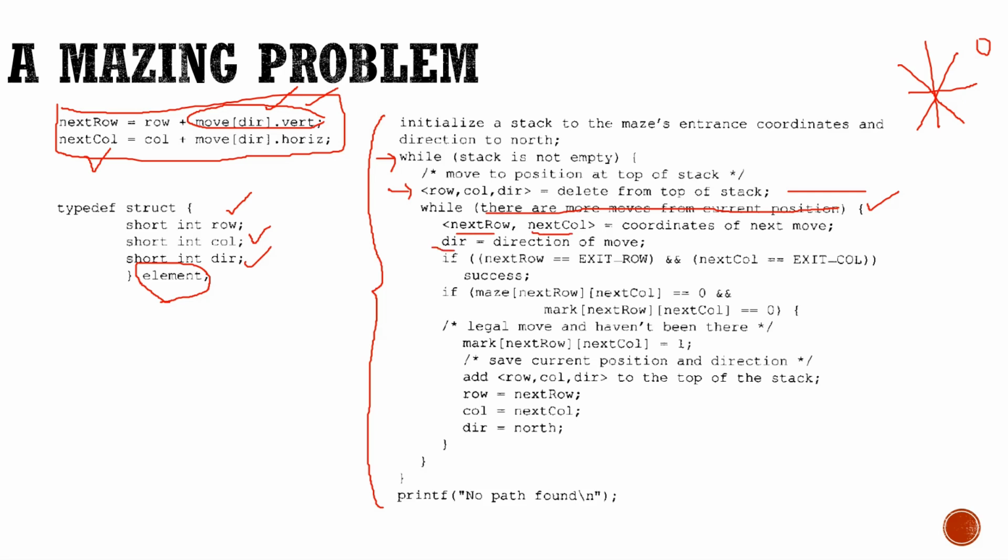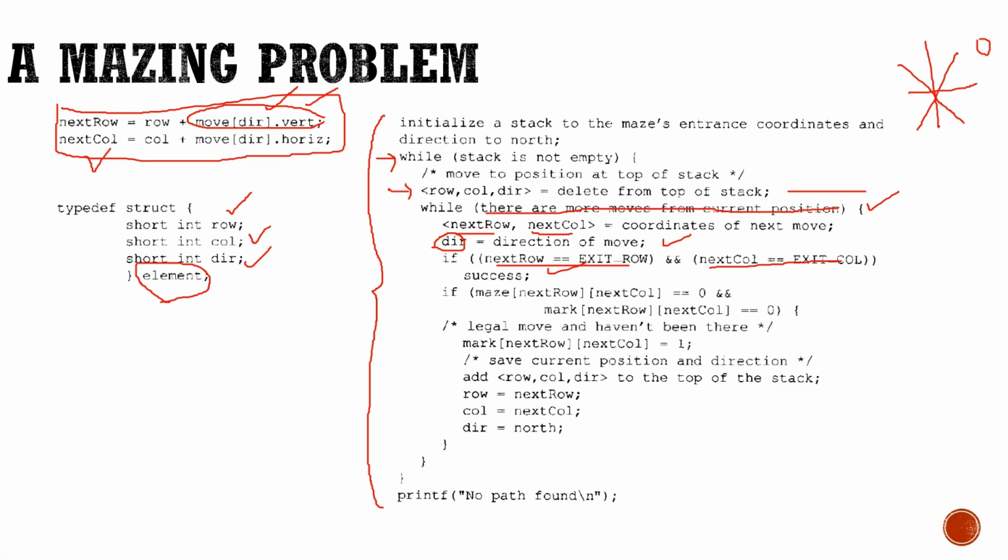Then the direction I will mark. I told 8 directions: north, south, east, west, northeast, northwest, southeast, and southwest. Total 8 directions. Then I will mark my direction over there. And I will check whether I reached the end. How to check? If my next row is my exit row and my next column is the exit column, then I will give the success.